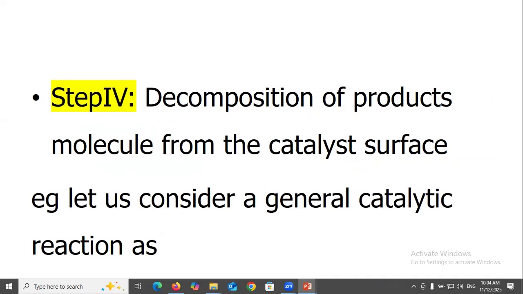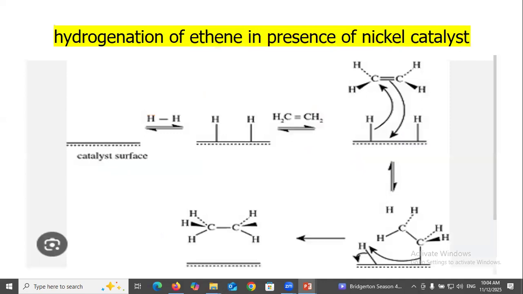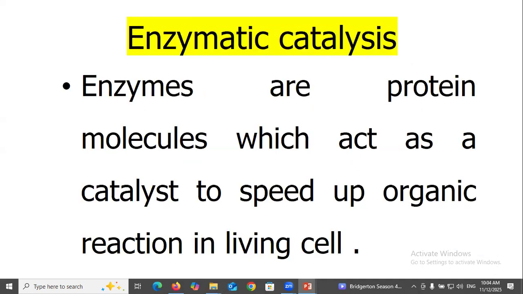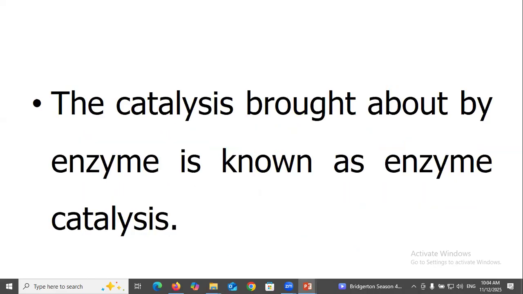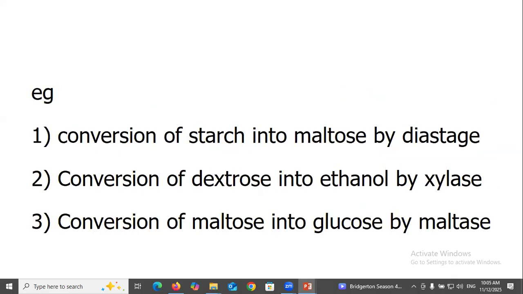Let us consider a general catalytic reaction as hydrogenation of ethene in the presence of nickel catalyst. Enzymatic catalysis. Enzymes are protein molecules which act as catalysts to speed up organic reactions in living cells. The catalysis brought about by the enzyme is known as enzyme catalysis. The enzyme is produced in particular living cells to catalyze a reaction occurring in that cell, so enzymes are specific in nature.